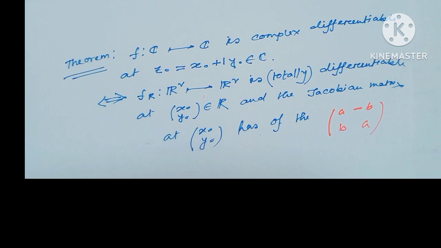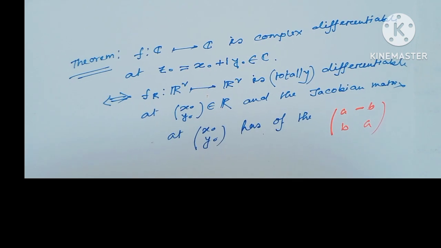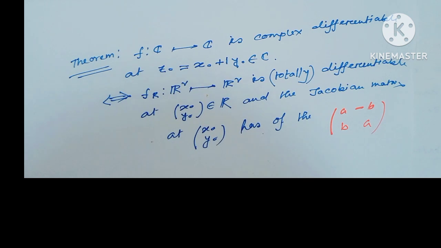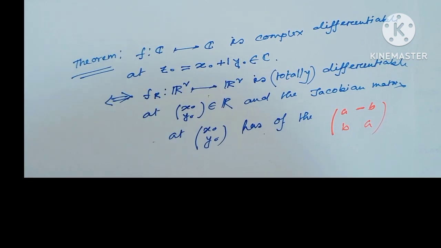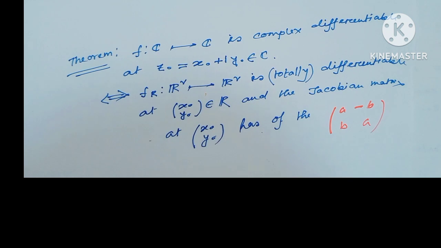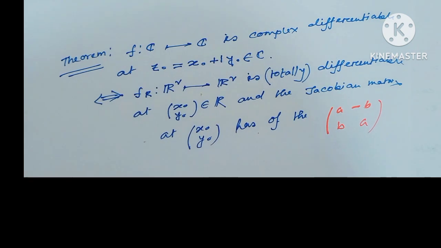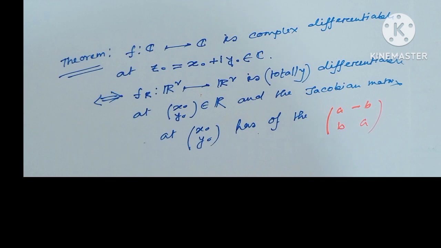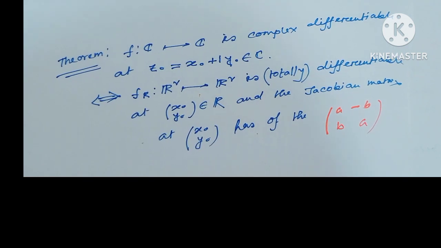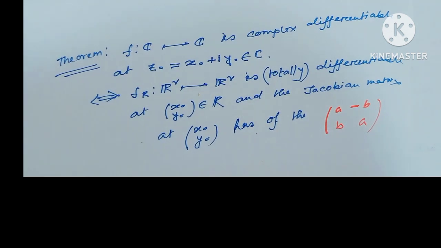There exists a nice theorem. f, which is defined from complex numbers to complex numbers, is complex differentiable at a point z0, where z0 is x0 plus i y0 belonging to complex numbers. That is equivalent to the function f defined from R2 to R2 being totally differentiable at a point (x0, y0) belonging to R2, and the Jacobian matrix at the point (x0, y0) has the form [a, minus b; b, a]. This is the Jacobian matrix at the point (x0, y0).